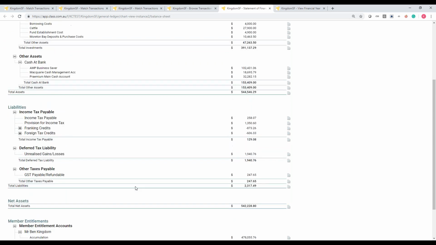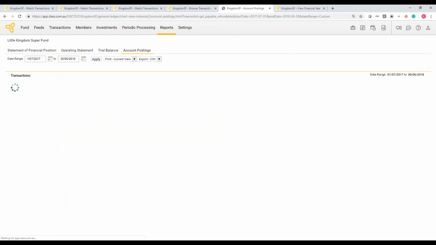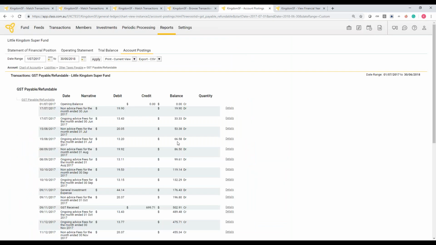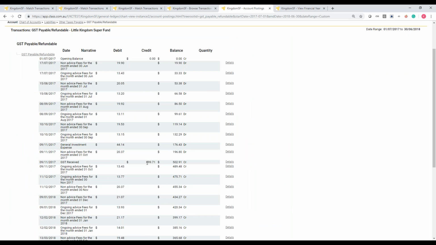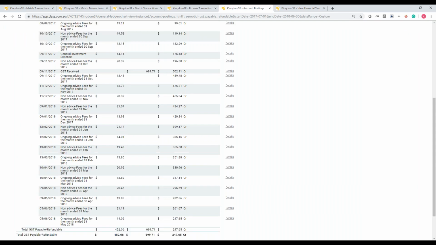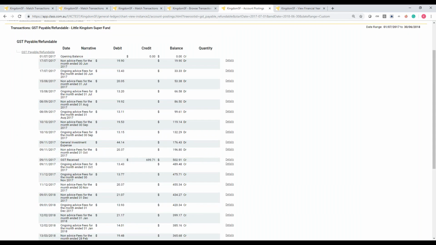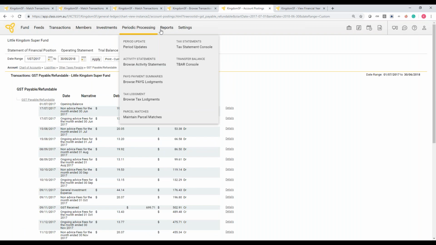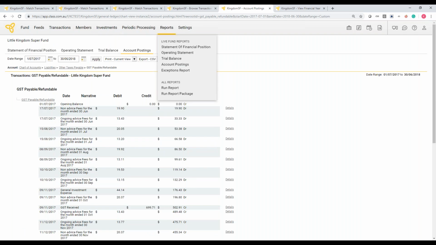So GST, I'll quickly show you the breakdown. So the advisor fee, I can claim GST. This is the GST that I received on the cattle sale, so I need to report that. Okay, now let's go through the operating statements quickly.